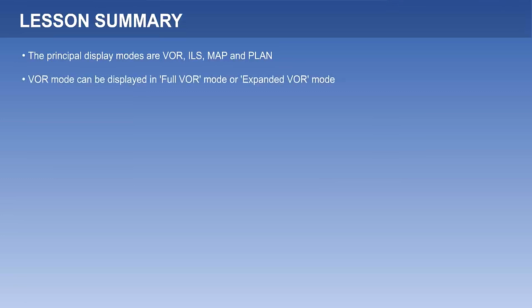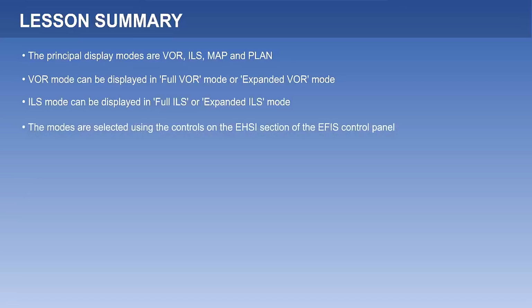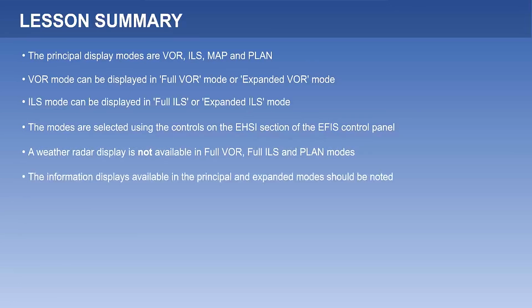VOR mode can be displayed in full VOR mode or expanded VOR mode. ILS mode can be displayed in full ILS mode or expanded ILS mode. The modes are selected using the controls on the EHSI section of the FS control panel. A weather radar display is not available in full VOR, full ILS and plan modes. The information displays available in the principal and expanded modes should be noted.